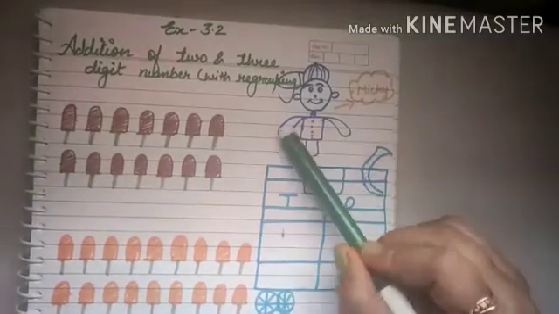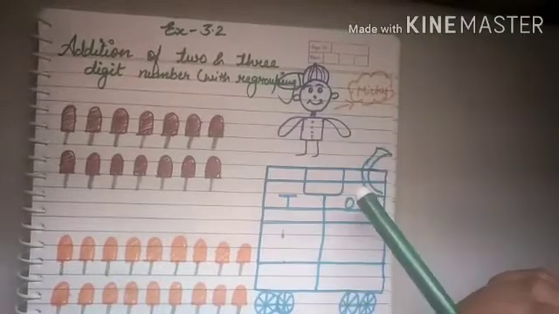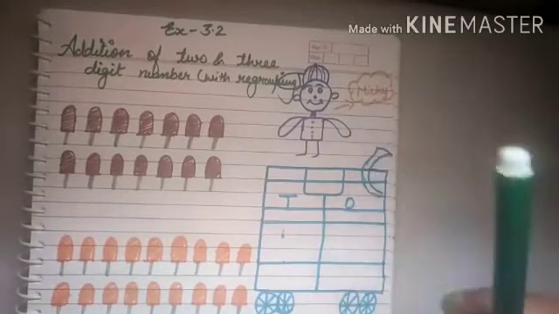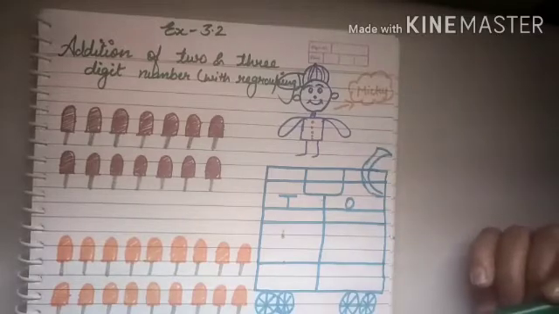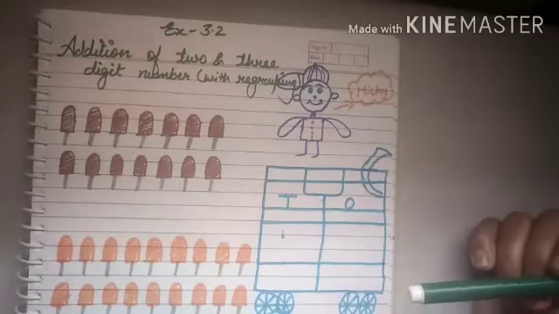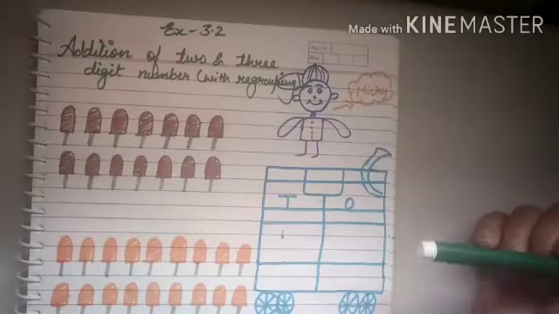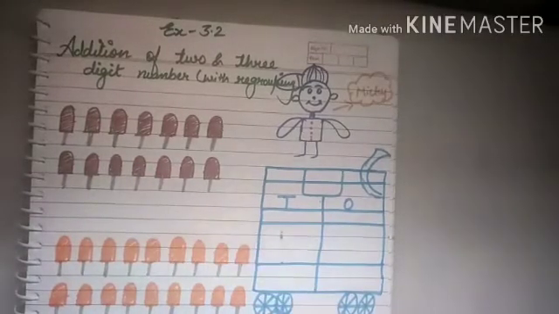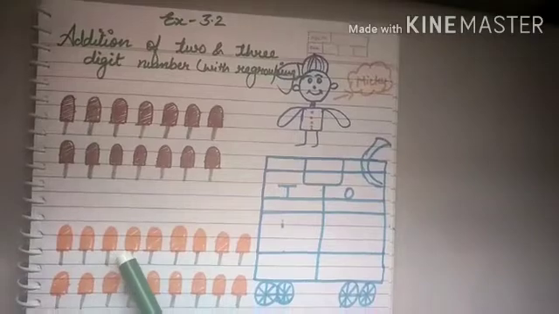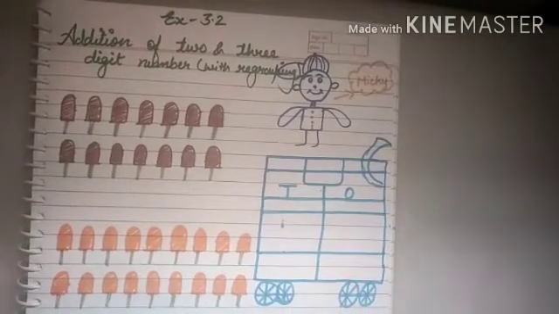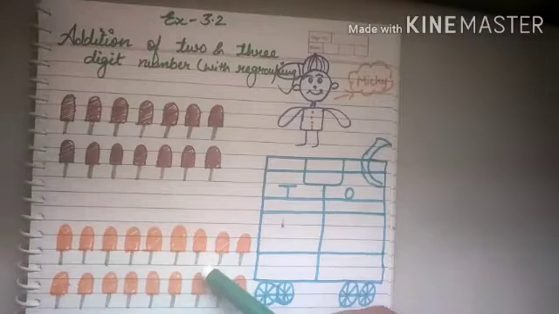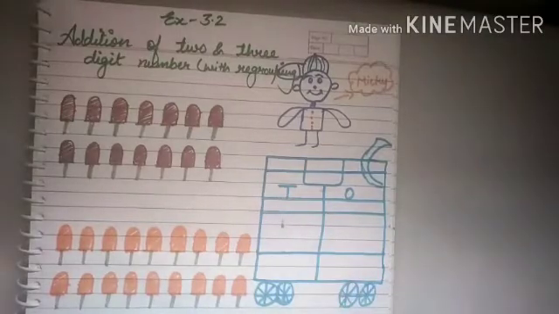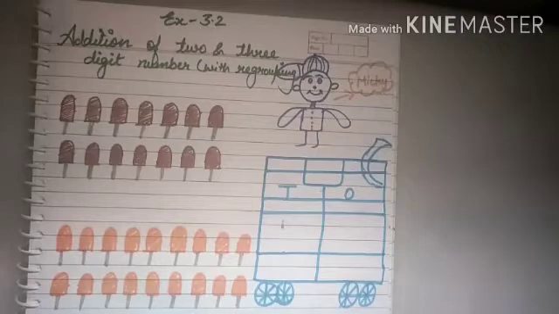So meet Mickey. He is an ice cream man. He has bought some ice creams and we have to find out how many ice creams he has bought. As you can see, he has bought some chocolate bars and some orange bars. So today we have to find out how many ice creams in total he has bought. For this, what should we do? Yes, we will do addition.